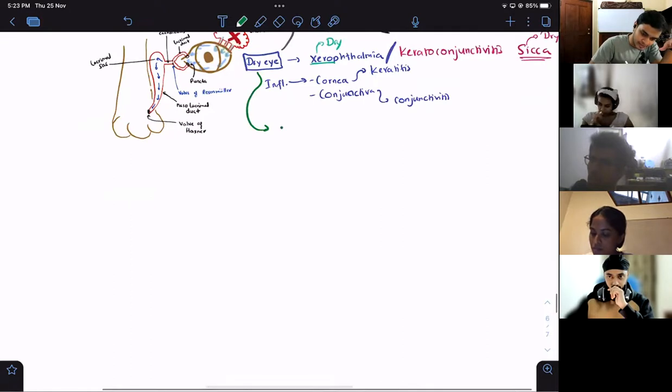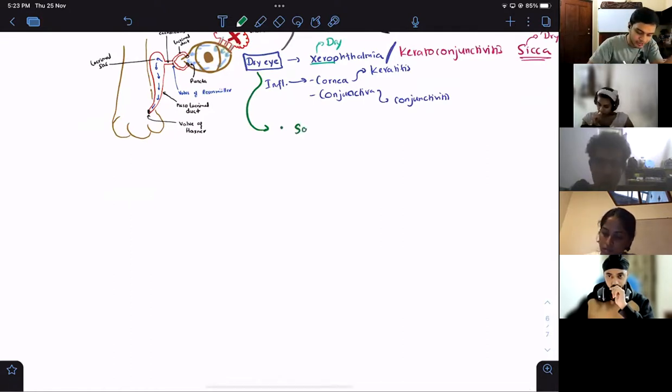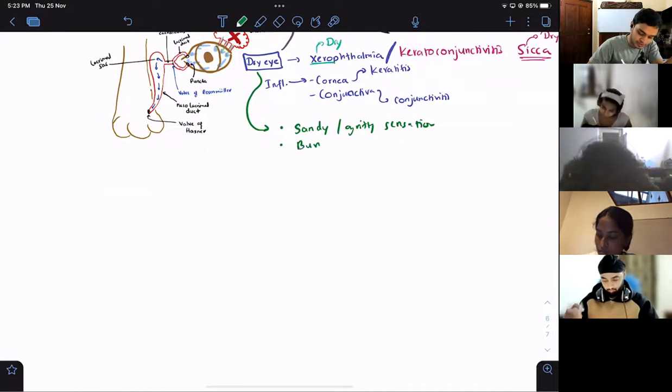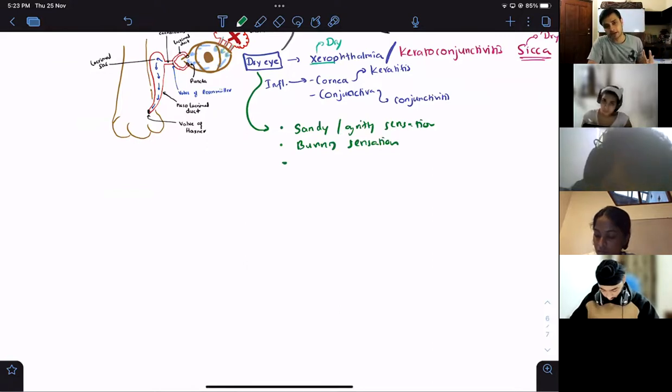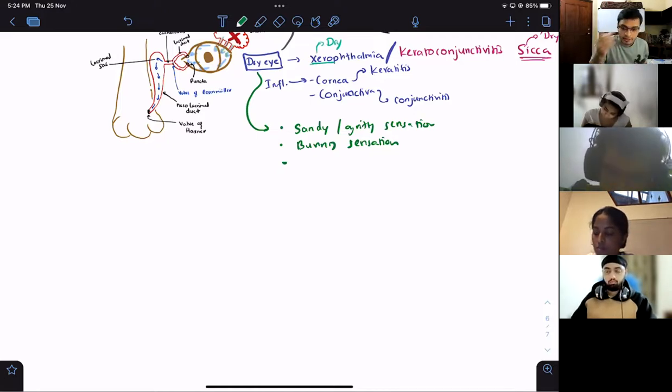So you can write these down: sandy or gritty sensation, then burning sensation, and blinking. Blinking is usually involuntary. Now what is happening when this is there, guys? The patient gets the urge to blink, and he knows it, so blinking becomes a voluntary procedure. He has to think about it because his eyes are burning a little bit, and constantly blink. So you can write those down.